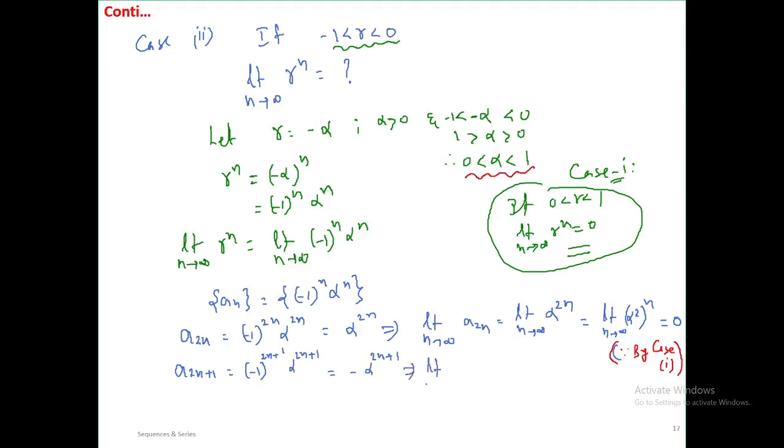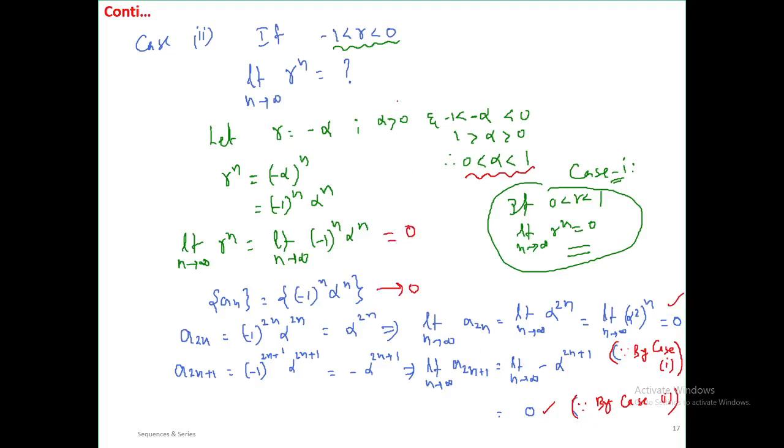Now what is the limit value? Limit n tends to infinity, a 2n plus 1, which is limit n tends to infinity of minus alpha power 2n plus 1. But this is again the same story, which will be 0, again by using case 1 calculations. So both the subsequences are converging to 0. Therefore the original sequence also converges to 0. Therefore this is equal to 0.